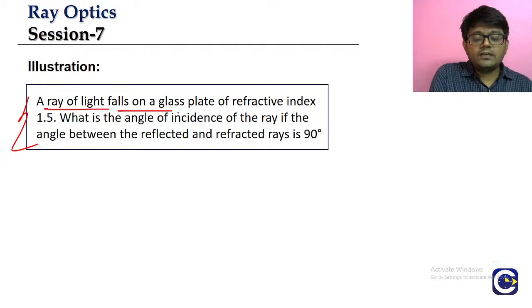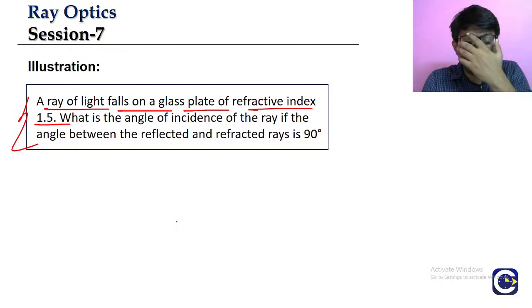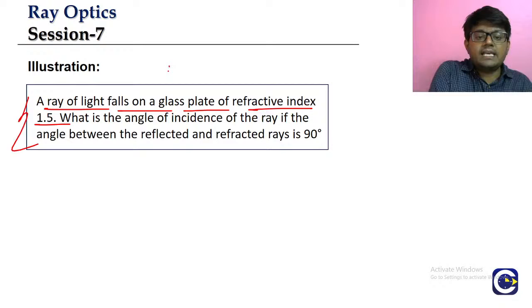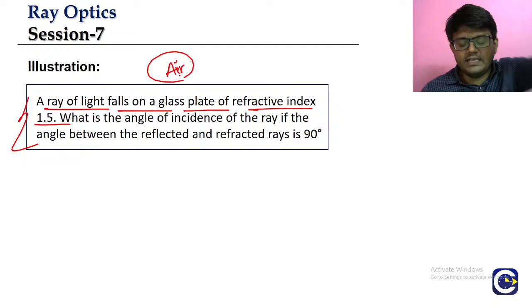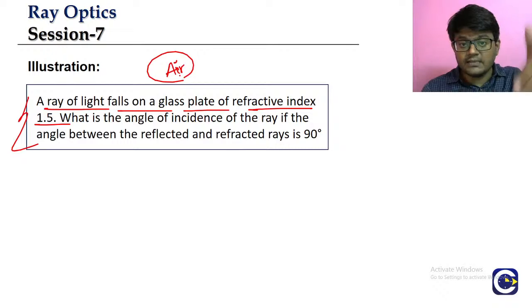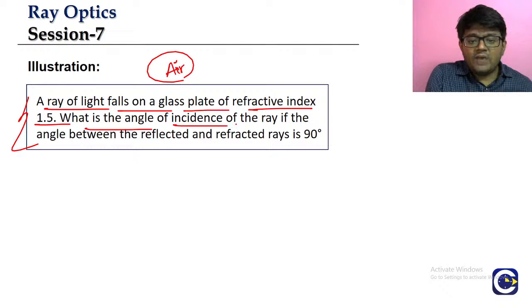A ray of light falls on a glass plate of refractive index 1.5. So the ray of light is falling on a glass plate. What is the refractive index of the glass plate? 1.5. Here they are not saying from where the ray is coming. So in those cases, we will have to assume that the ray is coming from air. Whenever they say the ray of light is falling on a glass or something, you have to assume that the ray is coming from the air. Okay. What is the angle of incidence of the ray if the angle between the reflected and refracted rays is 90?